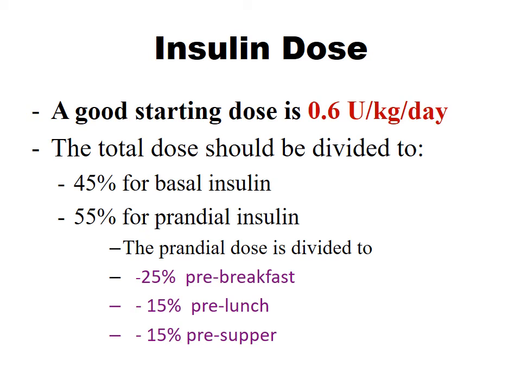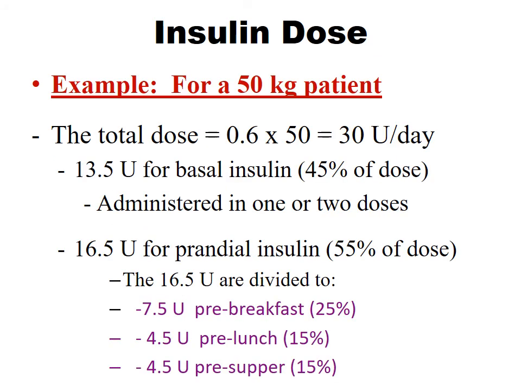The prandial dose should be divided into 3 portions, 25% pre-breakfast, 15% pre-lunch, and 15% pre-supper. This is to compensate for the increased blood glucose level following eating. Example, for a 50 kilogram patient body weight, the total dose will be 0.6 multiplied by 50. It will account for 30 units per day.